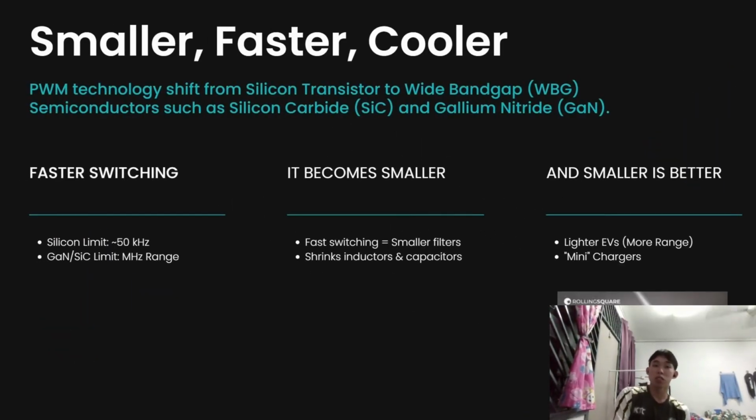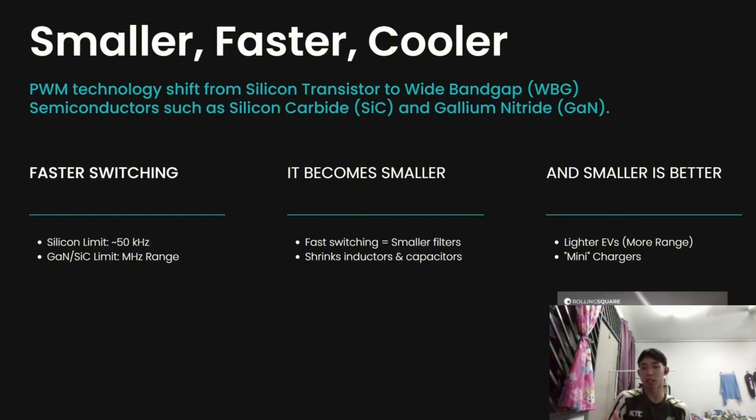So with PWM technology, they shifted from silicon transistors to wide bandgap semiconductors such as silicon carbide and gallium nitride. This enables us to have faster switching, meaning a higher switching frequency. It allows us to push the limit to megahertz. And this in turn helps us to shrink the size of the inductor and capacitor.